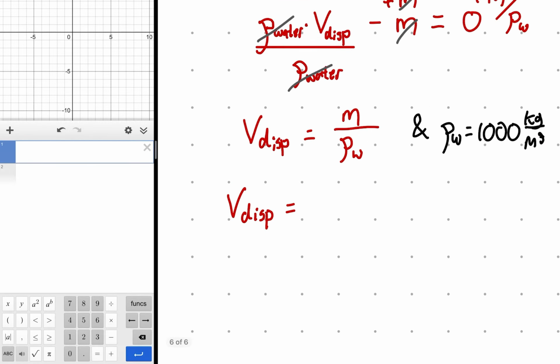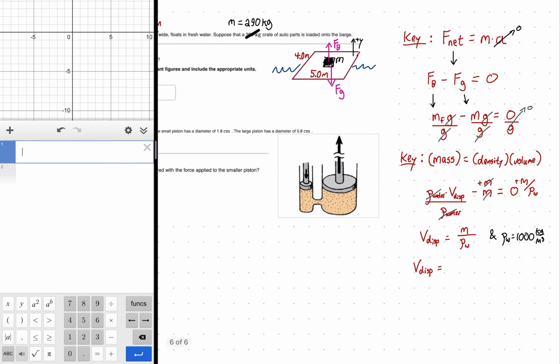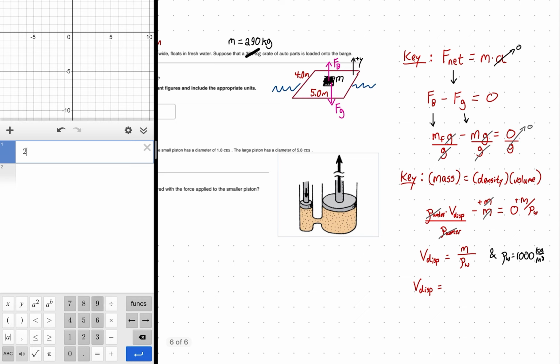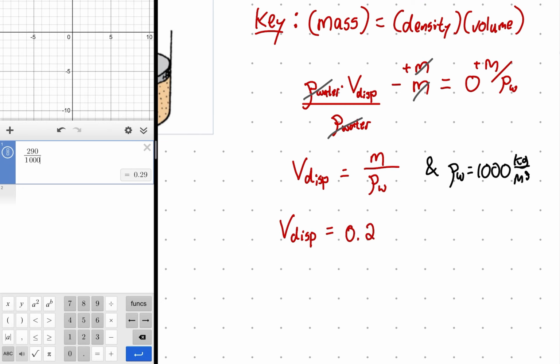But let's plug in our value. I believe 290 was the number I decided on for the math. So zooming out a bit here, we'll put in our 290, and we're just going to divide that by 1,000. So in cubic meters, we have a volume displaced of 0.29 cubic meters. So that is the amount of water that's displaced.